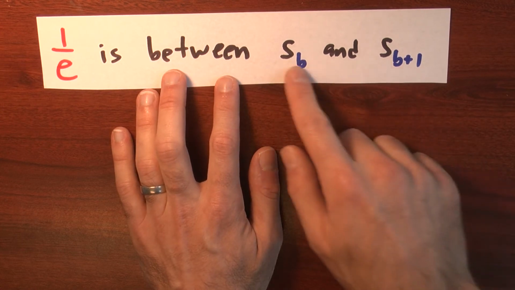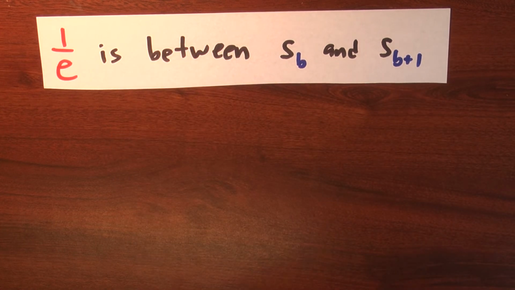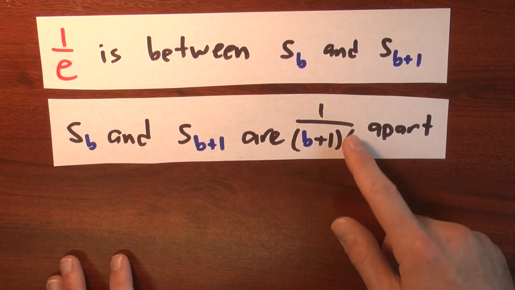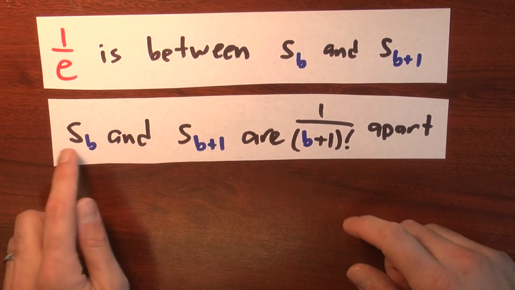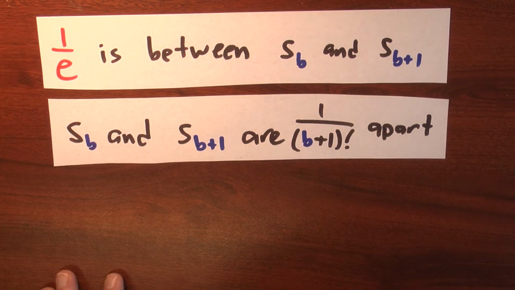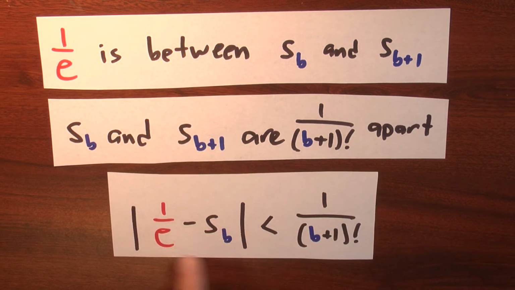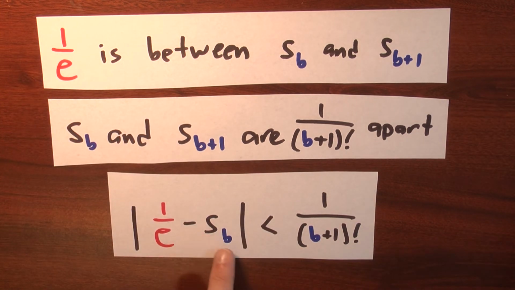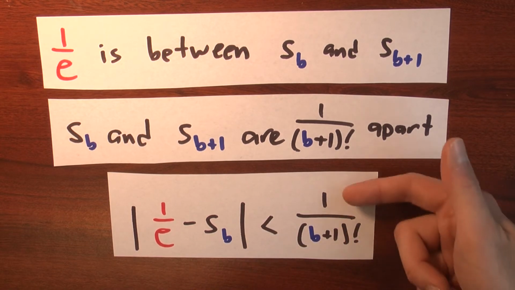Now the significance of this is that I know exactly how far apart s sub b and s sub b plus 1 are. S sub b and s sub b plus 1 are exactly 1 over b plus 1 factorial apart, because s sub b plus 1 and s sub b differ by the b plus 1th term in the series. So I could put these two statements together to make this claim, that the distance between 1 over e, the true value of the series, and the s sub b partial sum, the distance between these two numbers is no more than this, 1 over b plus 1 factorial.